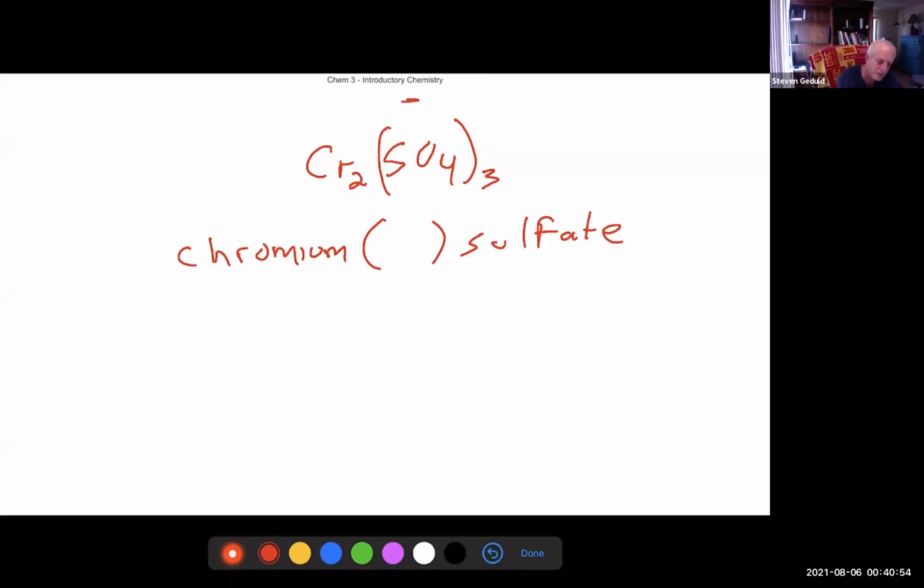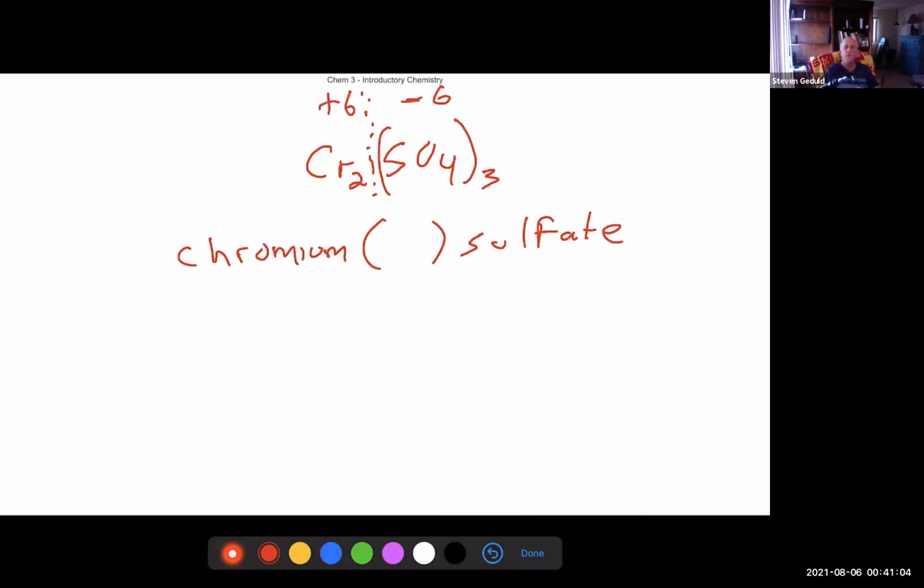So its total negative charge is -6. Okay. So -2 3 times is -6. So this side has to be a +6 total. And there are 2 of them, so each one has to be 3 to give you a total of 6. So it's chromium 3 sulfate.